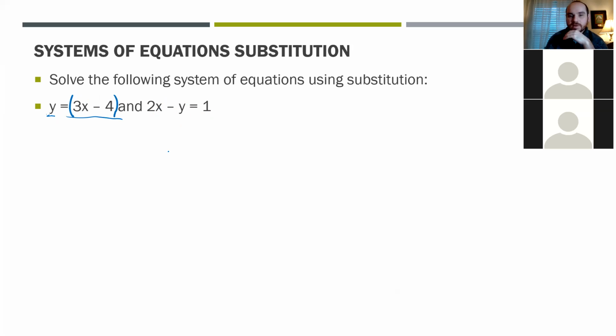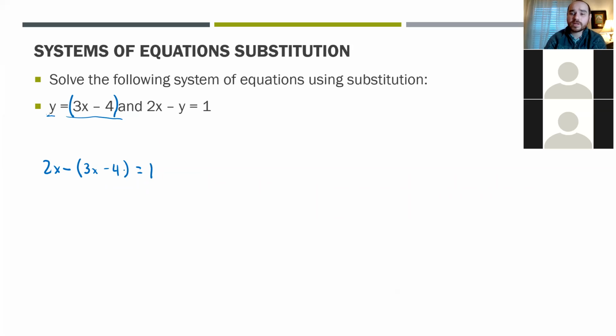So we're going to write out our second equation just like normal, 2x minus, and then since this is a y, we're going to put in our stuff in parentheses. So 3x minus 4, and then we can finish the rest of the equation: equals 1.